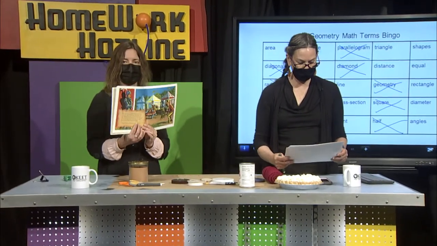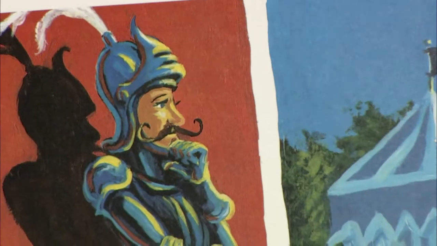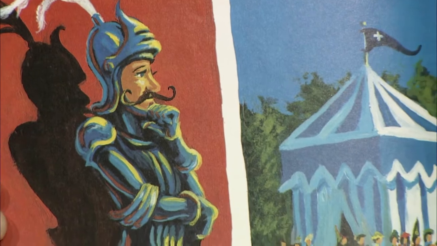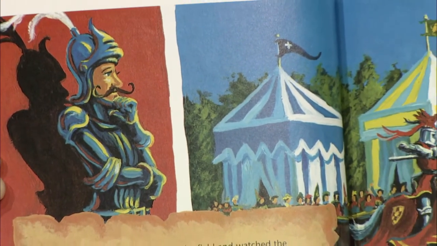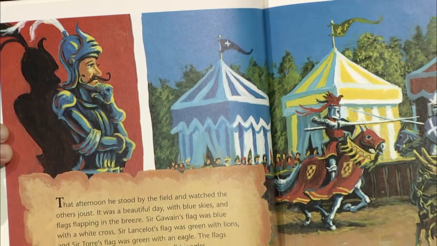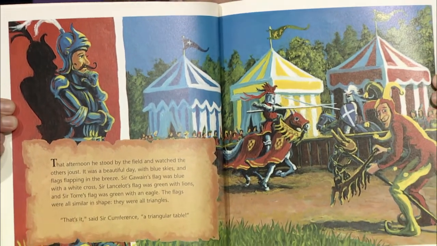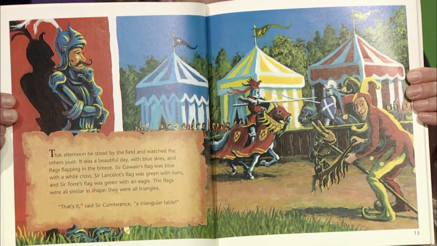That afternoon, he stood by the field and watched the others joust. It was a beautiful day with blue skies and flags flapping in the breeze. Sir Gawain's flag was blue with a white cross. Sir Lancelot's flag was green with lions. And Sir Torus's flag was green with an eagle. The flags were all in similar shapes. They were all triangles. "That's it," said Circumference, "a triangular table."